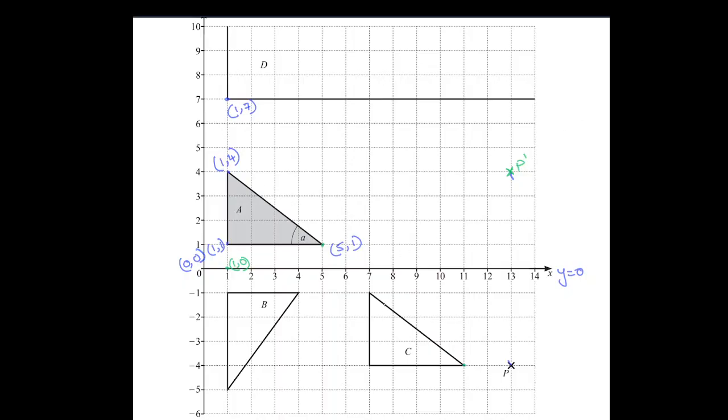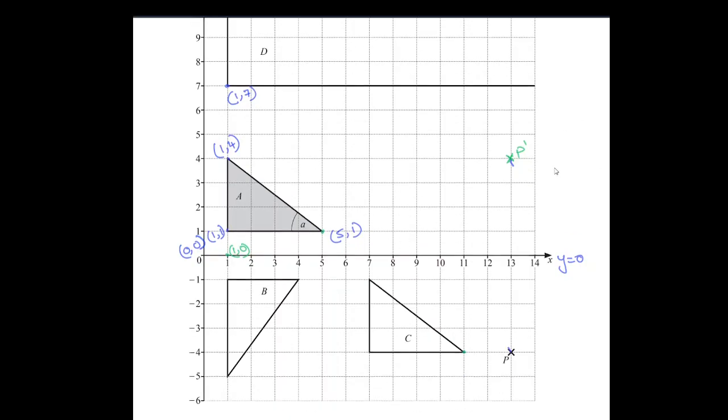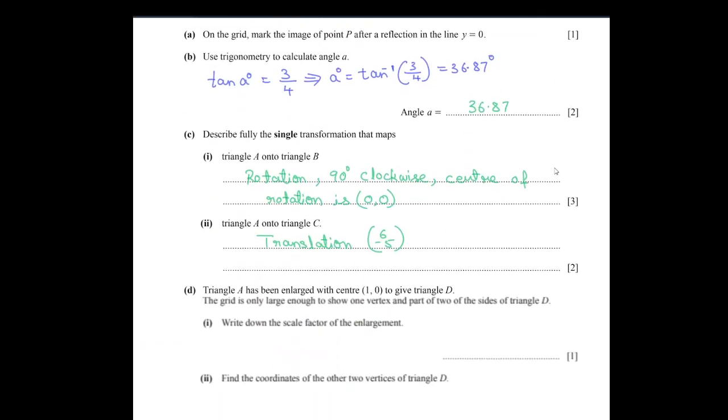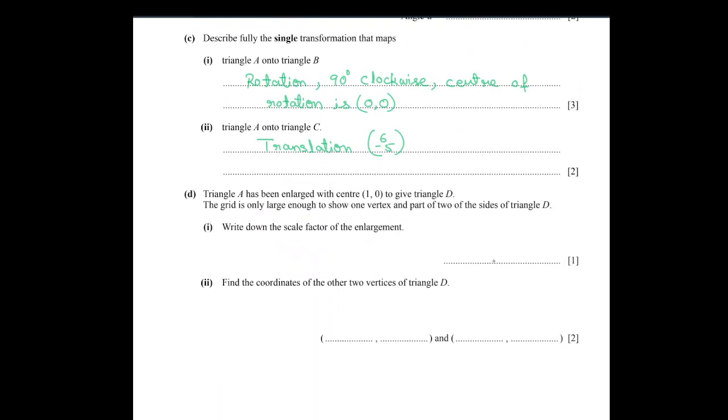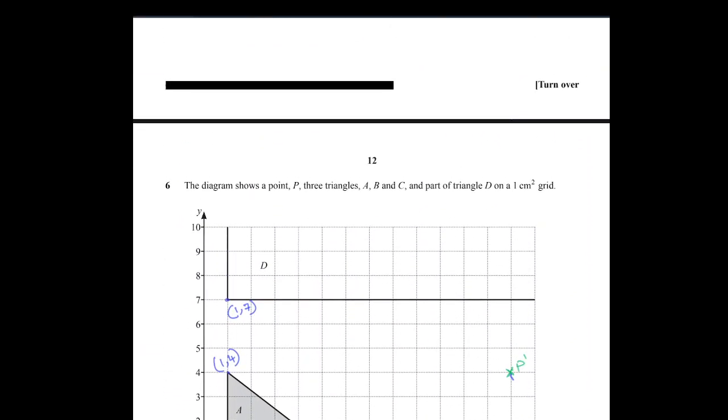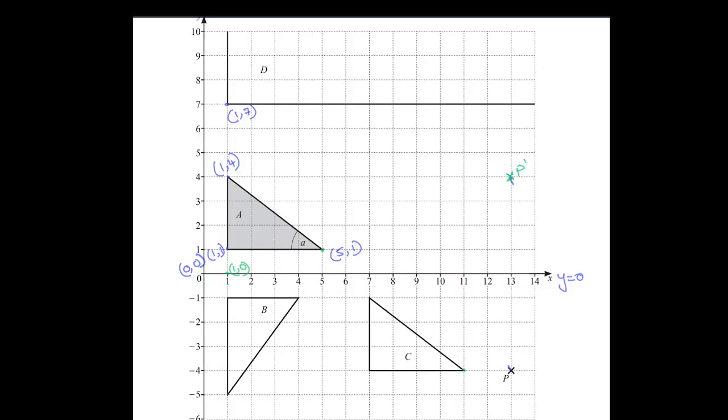Okay, so the scale factor, let me write the scale factor here. Scale factor is 7. Find the coordinates of the other two vertices of the triangle. So first vertex which is exactly above 1, 7. So x coordinate is not changing, but the y coordinate will change. So it is starting from 7 and it has to go 21 boxes.